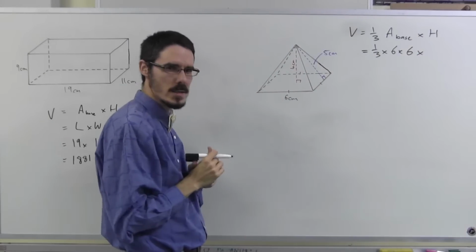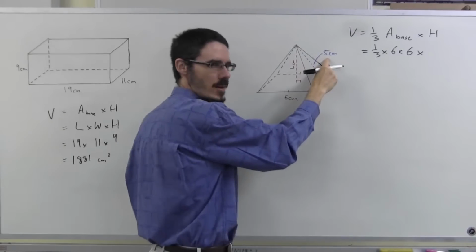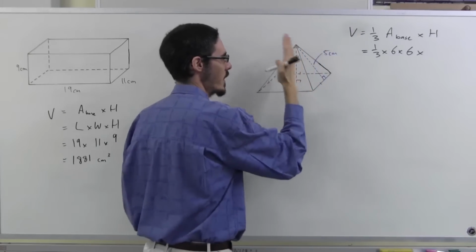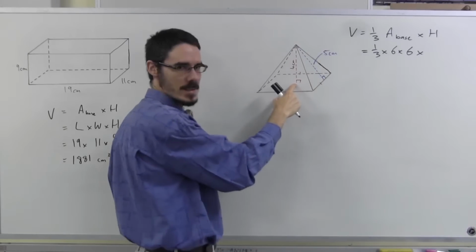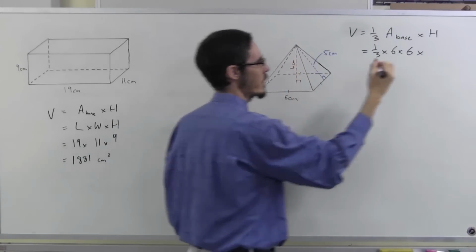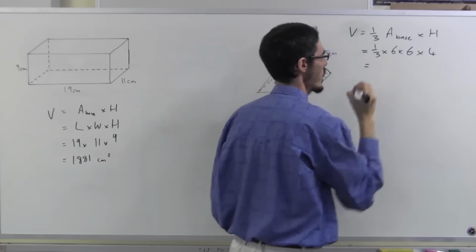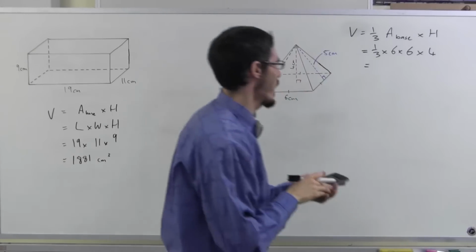Oh, and the height. Which height do I want? Is it the slant height? No, I need the perpendicular height. The height that's at right angles to the base. That's the height I need, which in this case is 4. Can I do that in my head? It might be a bit tricky, so why don't I get my calculator?